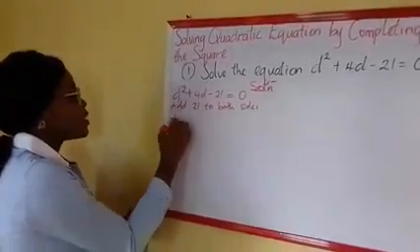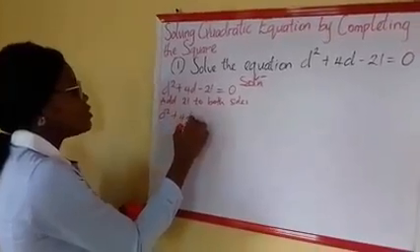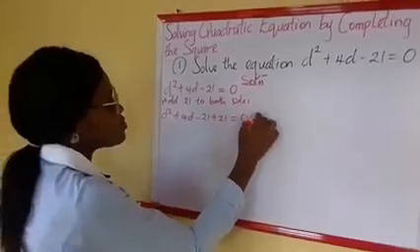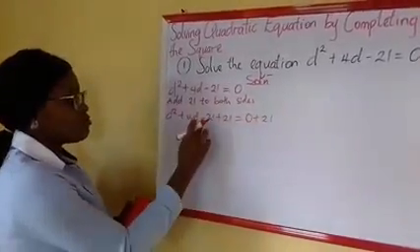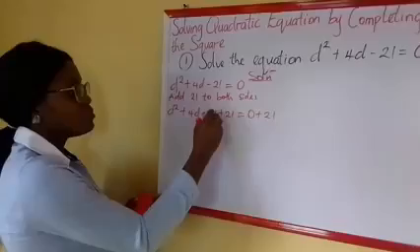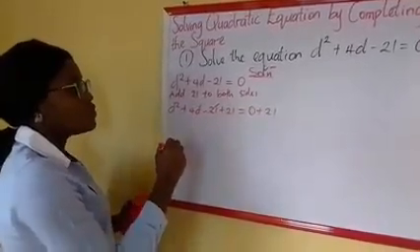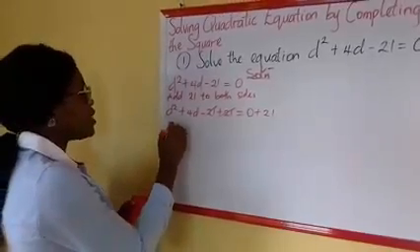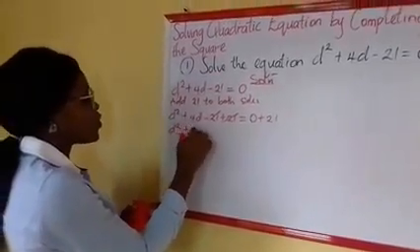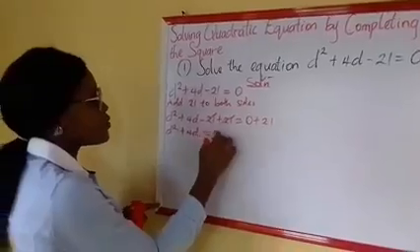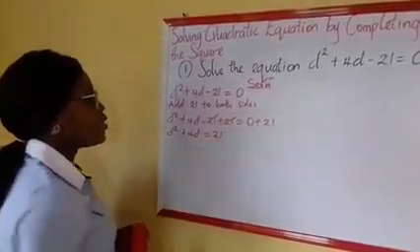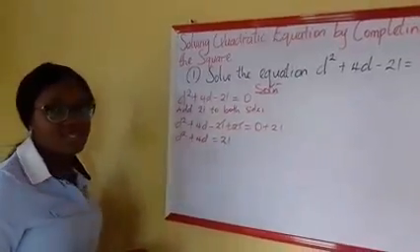So we have d squared plus 4d minus 21 plus 21 is equal to 0 plus 21. Minus 21 plus 21, you are owing me 21 and you have 21. Give it to me, then you have nothing. So finally we have our equation to be d squared plus 4d equals, 0 plus 21 is 21. So we have it like this.